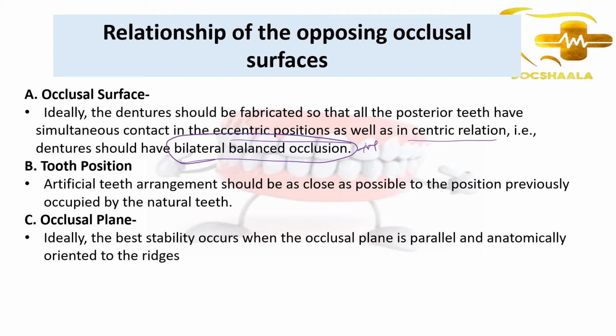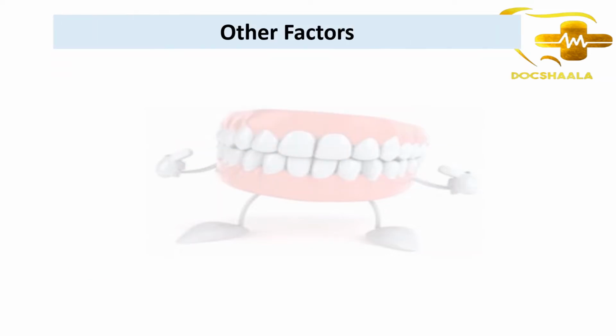Then tooth position should be as close as the position previously occupied by the natural teeth. The occlusal plane: the best stability is when the occlusal plane is parallel and anatomically oriented to the ridges. Okay. Then apart from these relationships, we have other factors also which help in securing the denture stability of a mandibular denture. So let's see what are they.